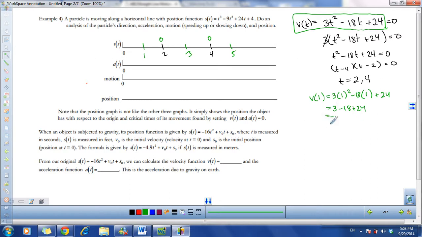That'll be negative 15 plus 24, which is 9. So we're positive right here. At 3, v of 3 is going to be 3 times 3 squared minus 18 times 3 plus 24. So that's going to be 9 times 3, which is 27, minus 18 times 3. 3 times 8 is 24, carry the 2, 3 times 1 is 54. And then plus 24.